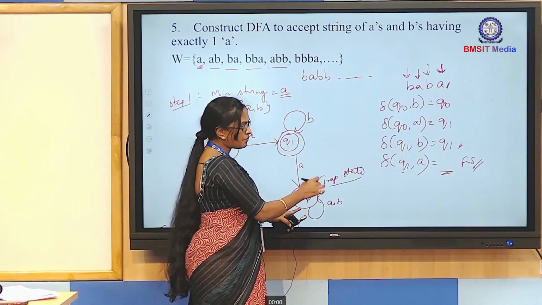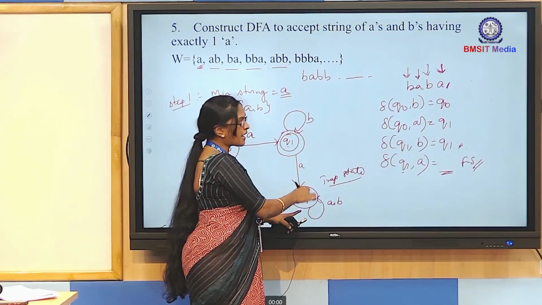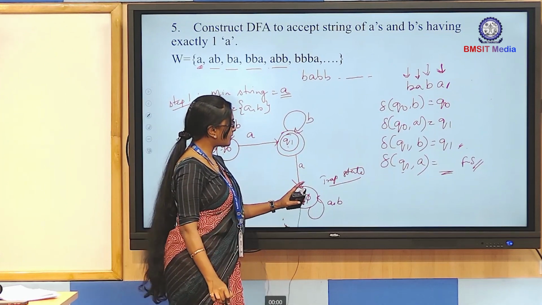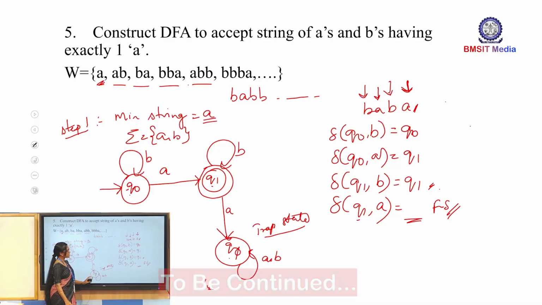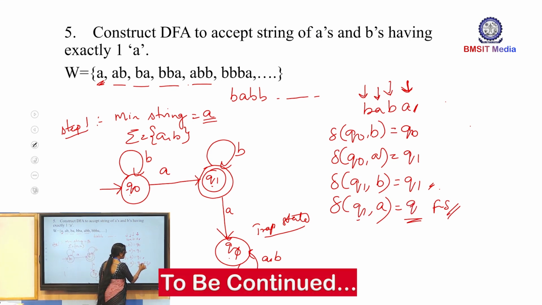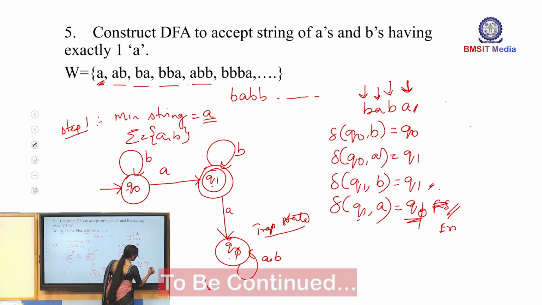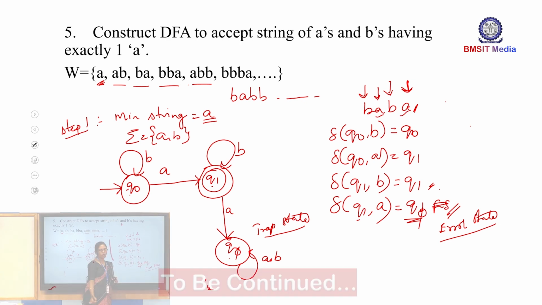Any A's and B's after that particular symbol will still loop back into the error state. It gets halted here and goes on looping in this condition. So in this case it reaches the error state or the trap state, which is not the final state. So this becomes the error state, and the string is not accepted because you have more than one A.